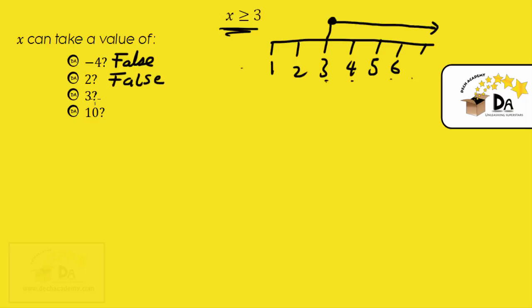X can take a value of 3. Is 3 greater than or equal to 3? Yes. Given this inequality, x can be 3 or greater. So, x can take a value of 3. X can take a value of 10.